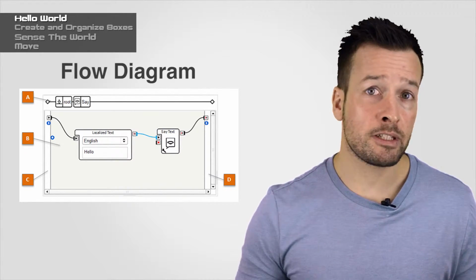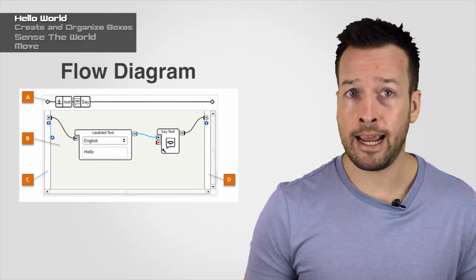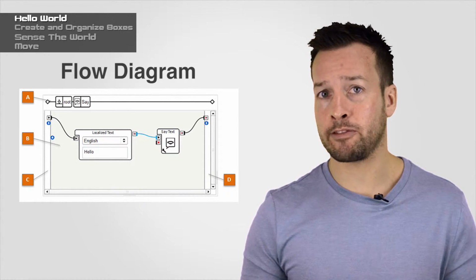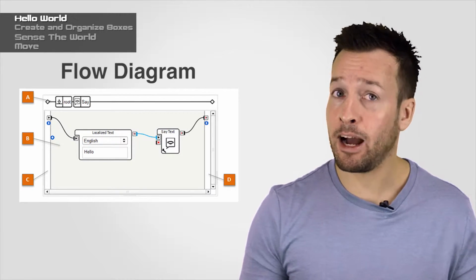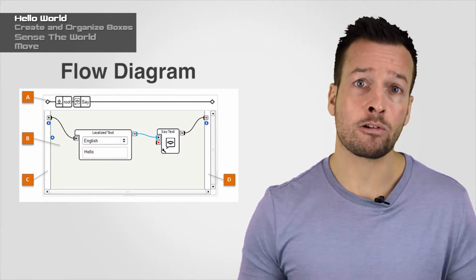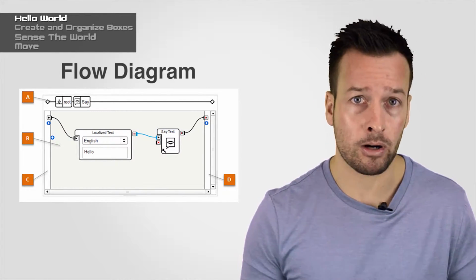We're then looking at C, which is the input border, so this is where you can add, edit, or delete inputs of your current behavior or box. And then D, which is the output border, where you can add, edit, or delete outputs of the current behavior or box. The third panel is the 3D robot view.